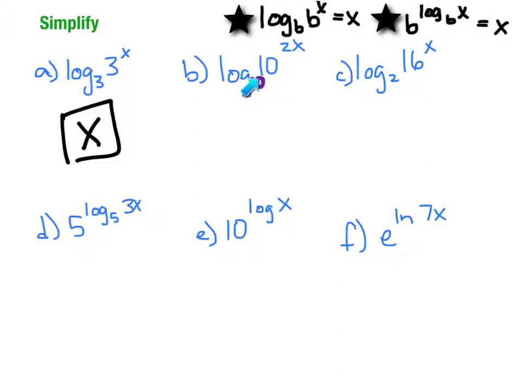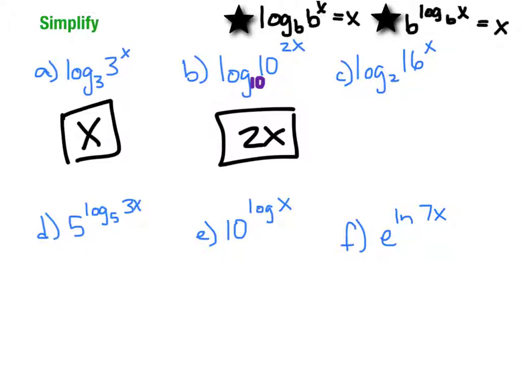The 10's match up. So what does this all simplify to? 2x. So in these first two examples, we just want the base of the log and the base of the exponent to be the same, right? 3 and 3, 10 and 10. And then we can just look at the exponent. The problem here is that the base of the log and the base of the exponent aren't the same.